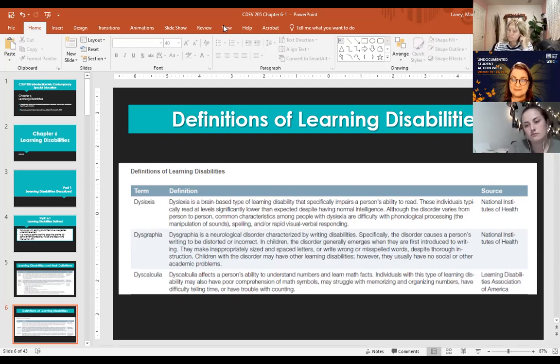So again, we're always as adults trying to look for sameness. It's not the same. All people with dyslexia are not the same. All people with dysgraphia are not the same. All people with dyscalculia are not the same. And by the way, you can have all three. I think that's the struggle for a lot of teachers.